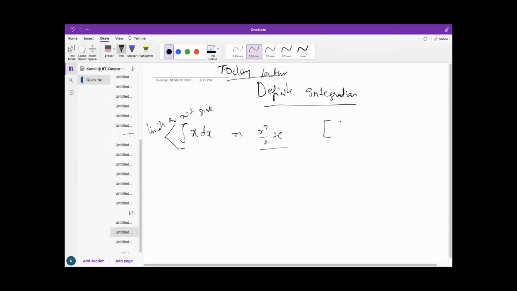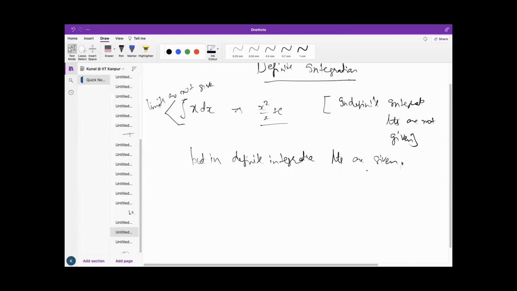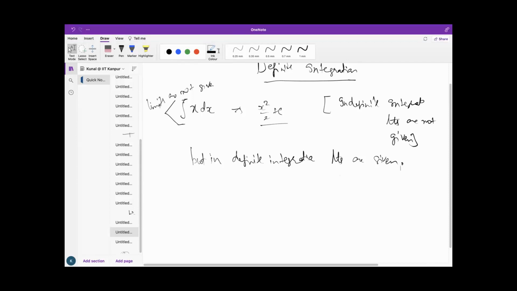That means in indefinite integration, limits are not given. But in definite integration, limits are given. So what happens when limits are given? We actually deal with it when limits are not given. So हमने जो पहले पढ़ा था indefinite integration, in that limits are not given, but now we have to read if the limits are given in an integral, how to deal with those kinds of things.